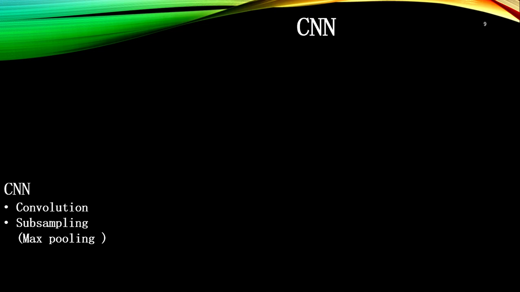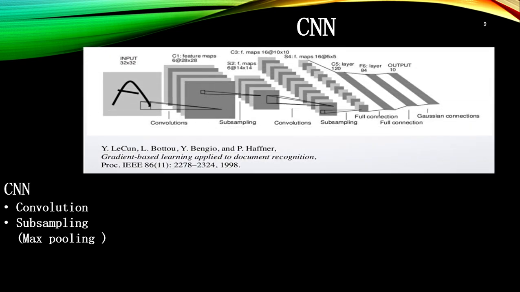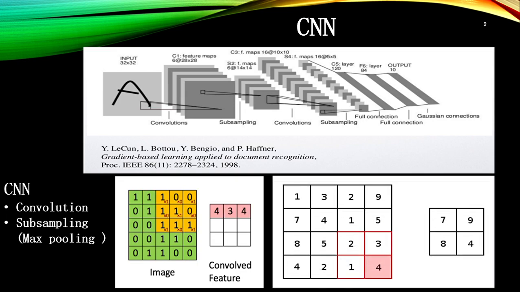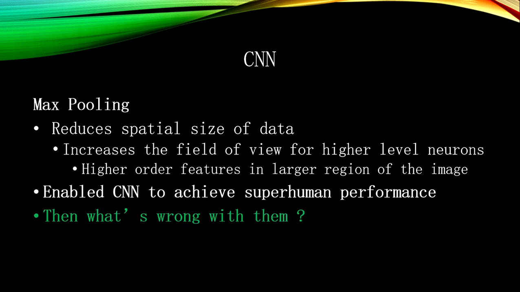And this is the convolution, and subsampling uses max pooling in this, and the image is converted to features. Max pooling can be done with these image pixels, and it reduces the spatial size of data and increases the field of view of higher level neurons, capturing higher order features in a large region of the image, which enabled CNN to achieve superhuman performance.